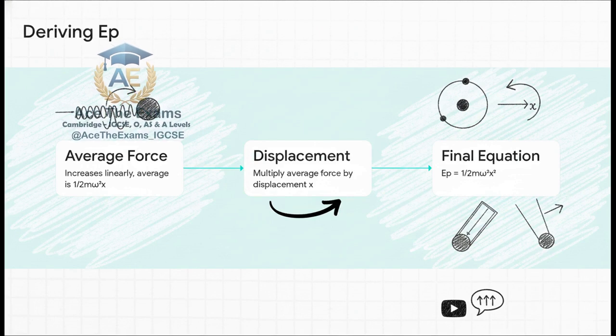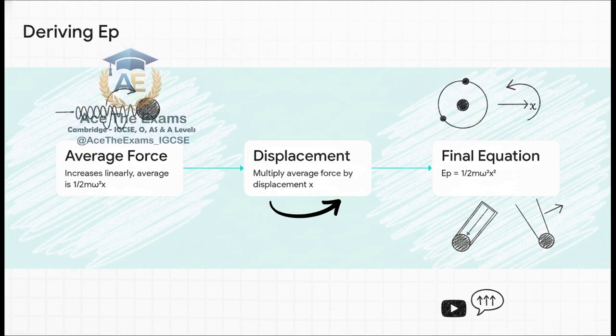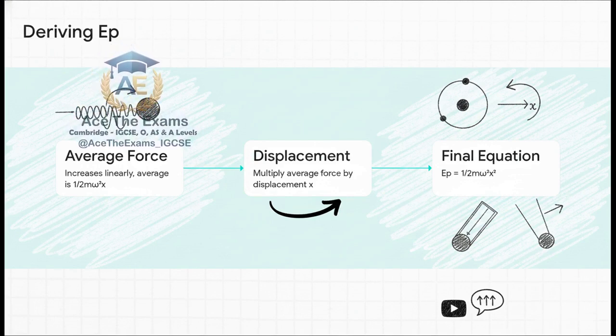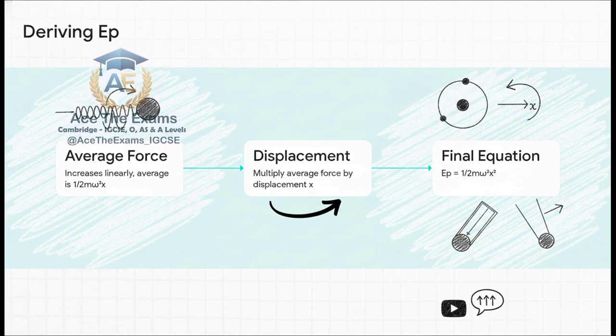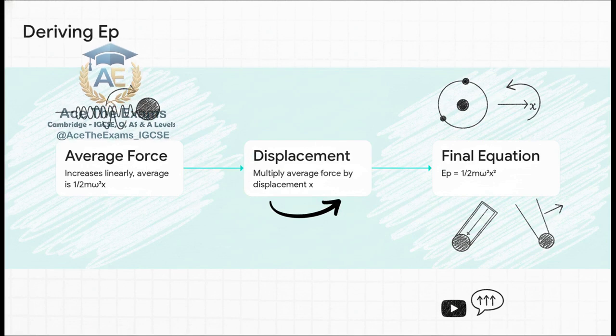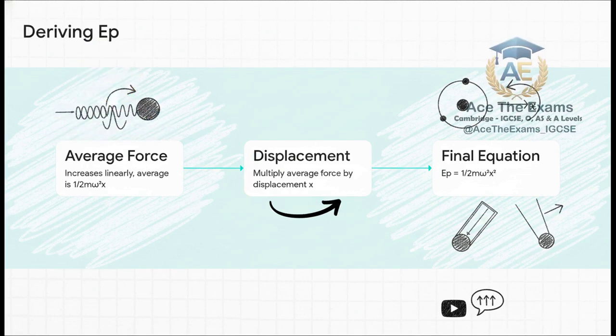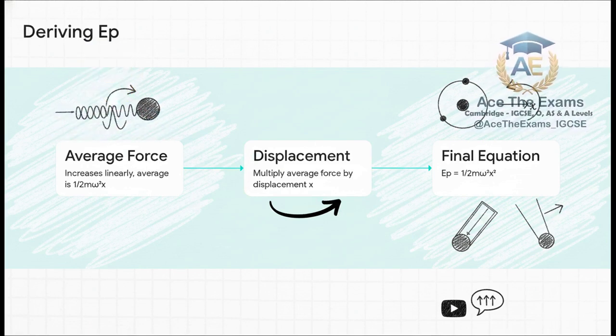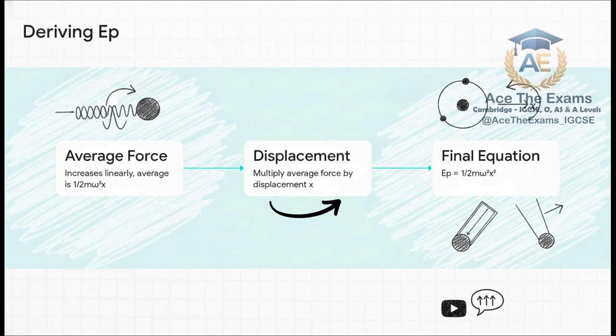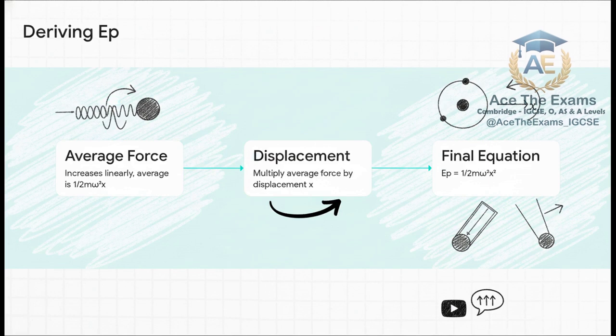To finally get the potential energy, EP, we take this average restoring force and multiply it by the total displacement x. That x multiplied by another x gives us x squared. So our beautiful final derived formula becomes potential energy equals 1/2 m omega squared x squared. If you lay your paragraph out exactly like this in an exam, point, evidence, explanation, link, you are guaranteeing yourself top marks.